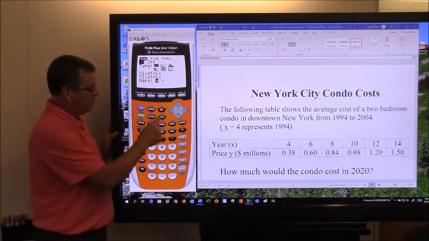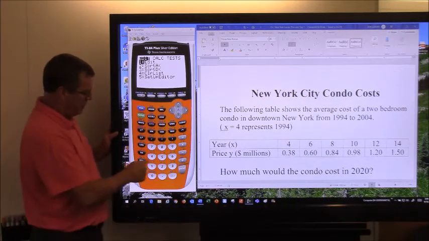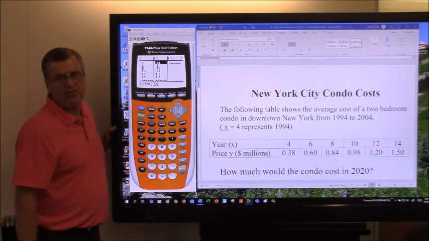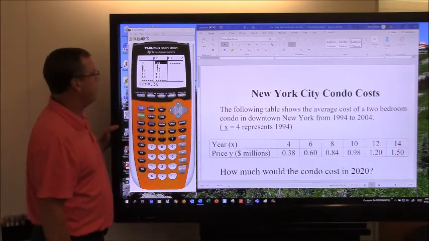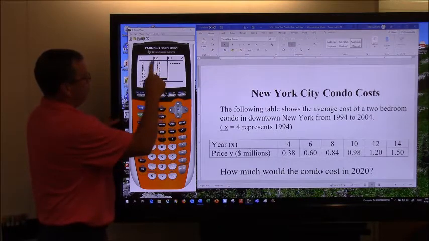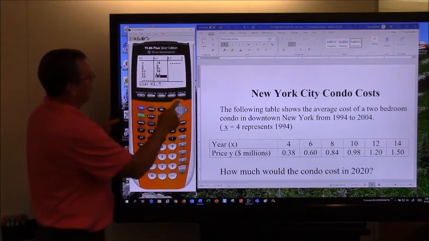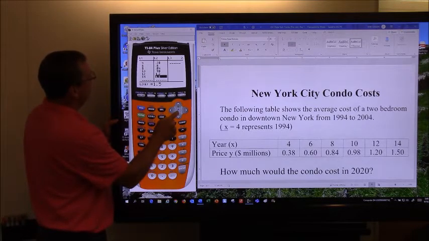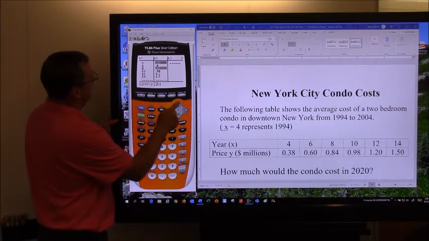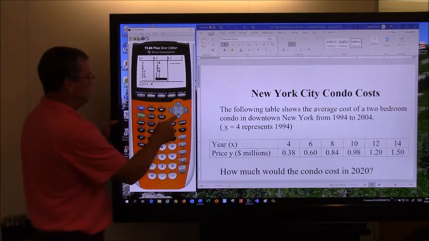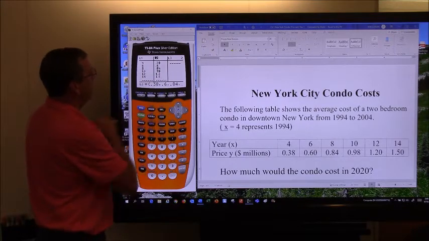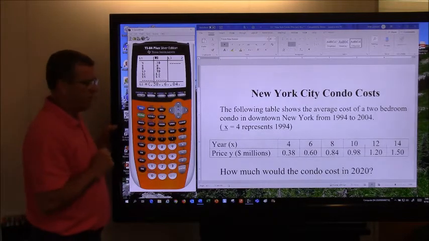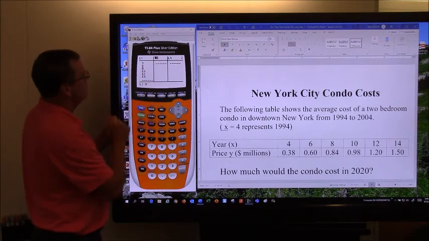Let me go back to stat for a second and into edit. You guys could do this with me on your calculator. So people want to get rid of stuff and delete their information, and what they do is go up here, and they actually arrow too far. Let me go back. And they get right there. Then they hit the delete key, and watch what happens when I do this.